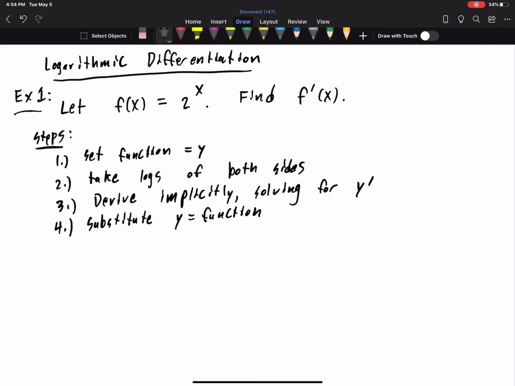We're first going to set our function equal to y. Then we're going to take the log of both sides. Then we're going to derive implicitly, solving for y prime, which was the thing that we're after to begin with. And then finally, we're going to substitute in our y is equal to whatever function that we started with. Those are the steps, and it works this way every single time for these types of problems.